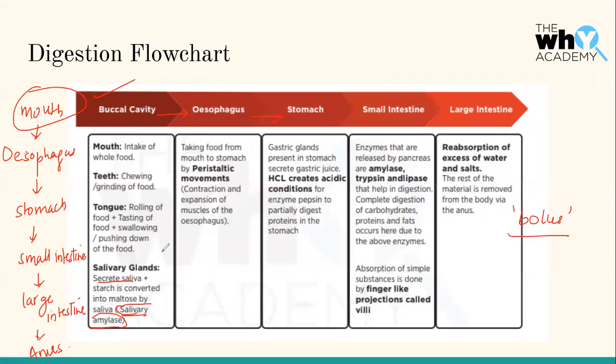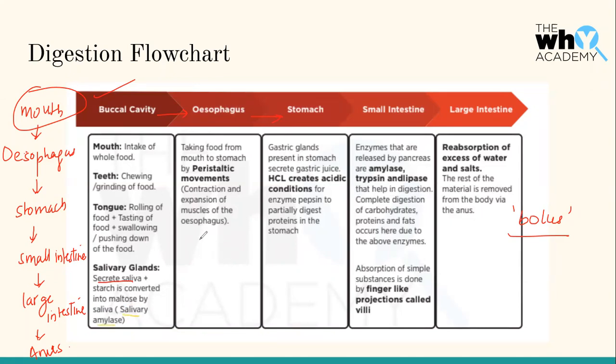Salivary glands secrete salivary amylase. If you have a highlighter, highlight it, or just put a box around it, so that this word is important. Okay, let me put yellow. This word is also important.